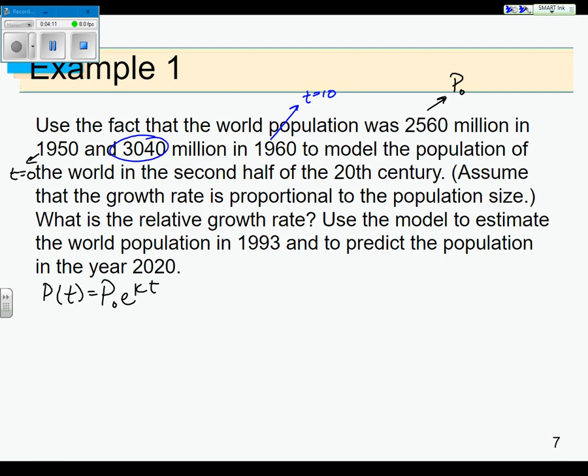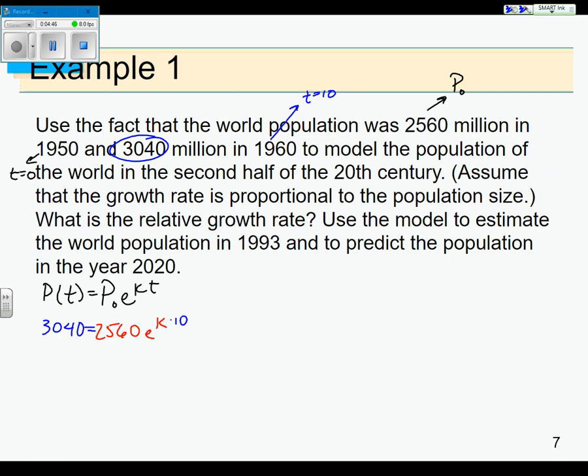So let's plug in what we know. We know that in 1950, the population was 2,560 million. I'm just going to do 2,560. Millions will be in my units. So that's my P naught. I don't know what k is. I have to find it. And the only other information I'm given is the fact that 10 years later, the population grew to 3,040 million.